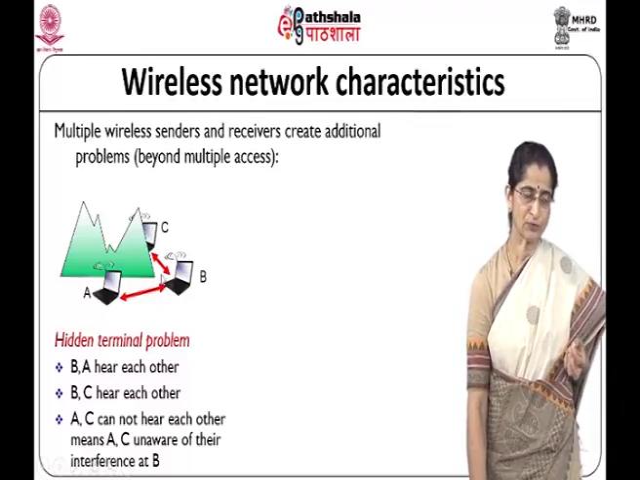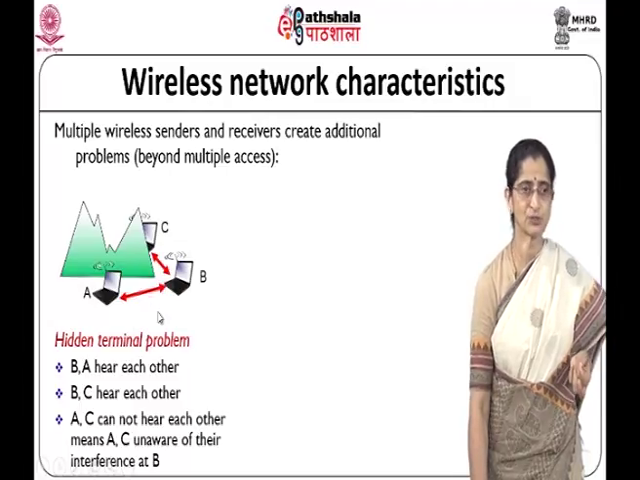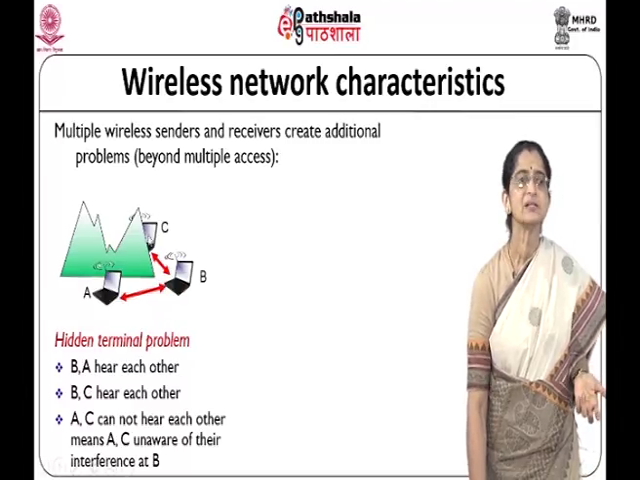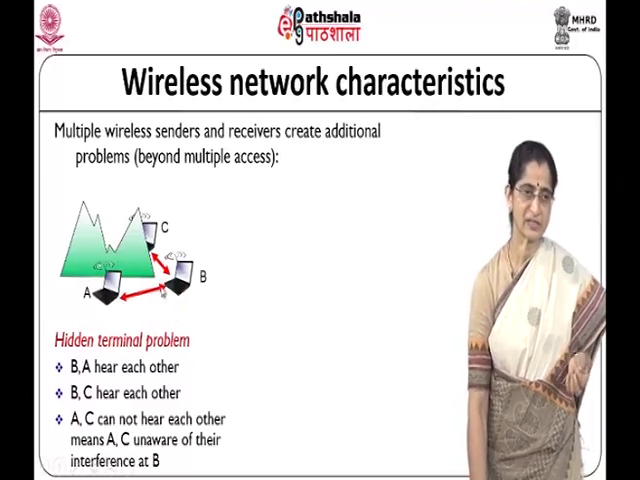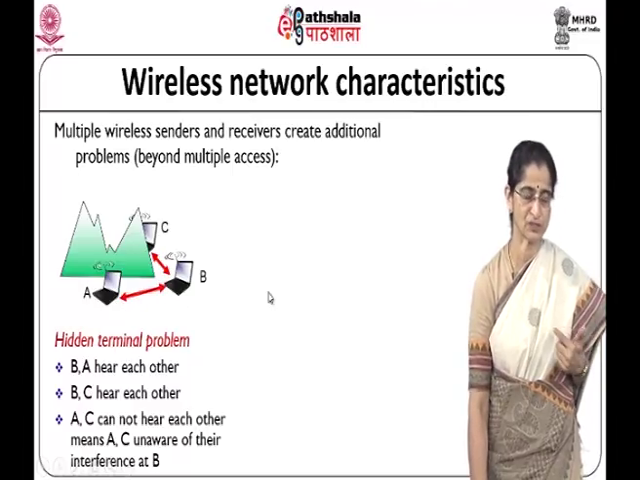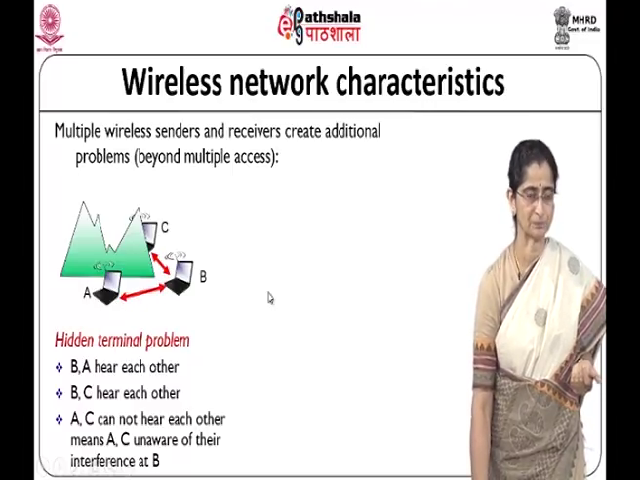So what could happen therefore is, if A and C simultaneously transmit to B, being unaware of the fact that somebody else is already transmitting the data, naturally there will be interference at B. This is something that we need to avoid. So we say that A and C are hidden with respect to each other. So we have a hidden terminal problem.